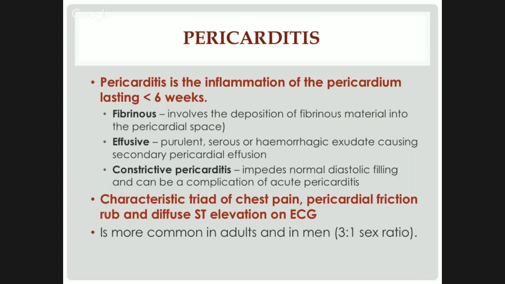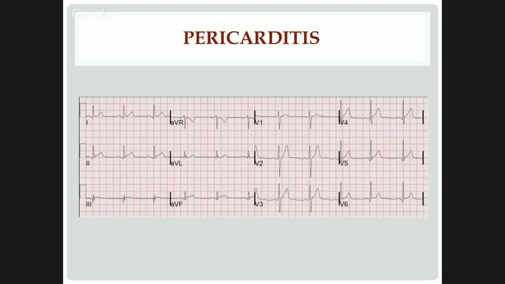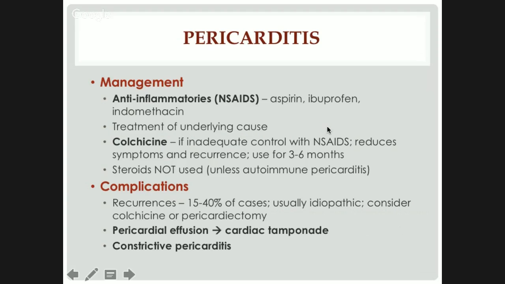Don't worry about Cushing's. And pericarditis we've already talked about, right? Pericarditis was inflammation of the pericardium. You get chest pain, pericardial friction rub, and diffuse saddle-shaped ST elevation in all leads. There's a list of your causes. ECG is diagnostic, so this is just overlapping. And there's your ST elevation that we talked about. In terms of management, all you need to know is give them anti-inflammatories. That'll fix the problem. It'll cure the pain.